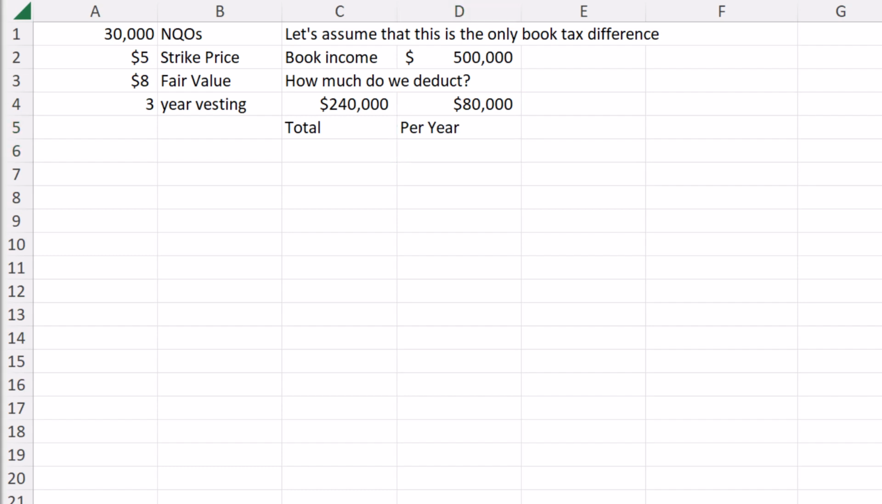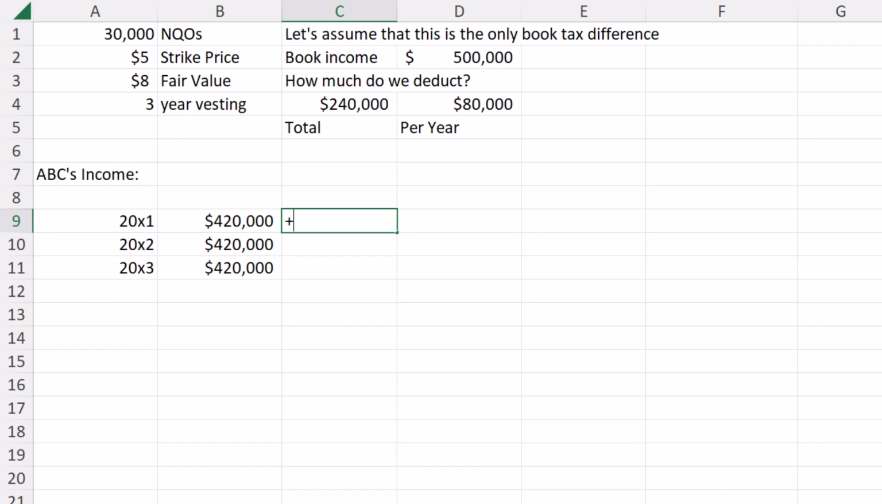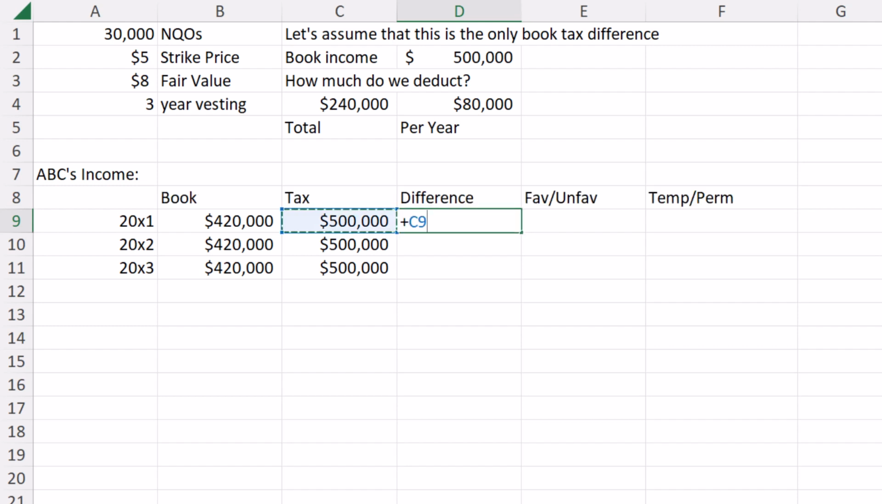So let's then go ahead and figure out ABC's book income. For the 3 years, they have $500,000, and they are allowed for book purposes to deduct $80,000 a year. But for tax purposes, they are not allowed to deduct that. So for tax purposes, they're going to have $500,000, and there is going to then be a difference. The difference is taxable income minus book income, which gives us $80,000. That is going to be unfavorable, and we can just copy this formula down as well.